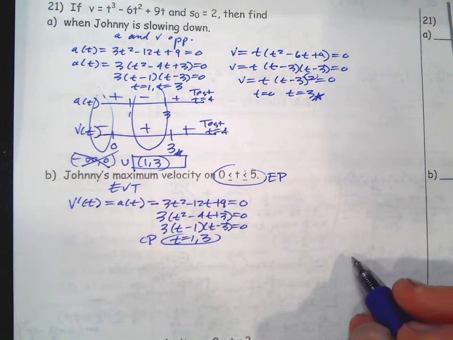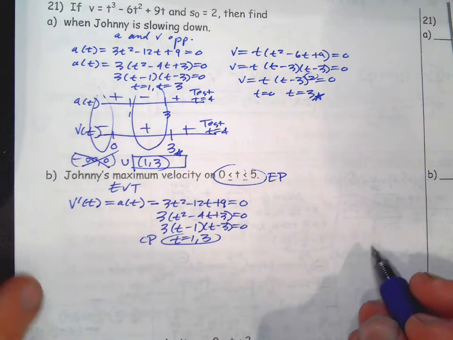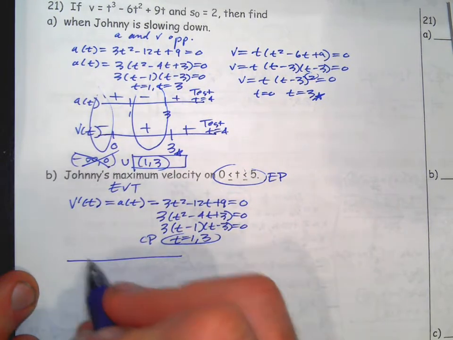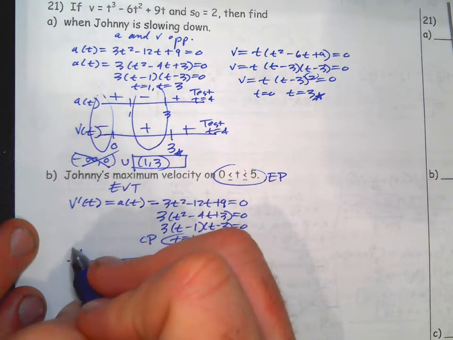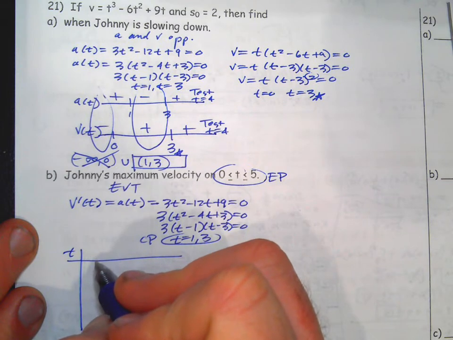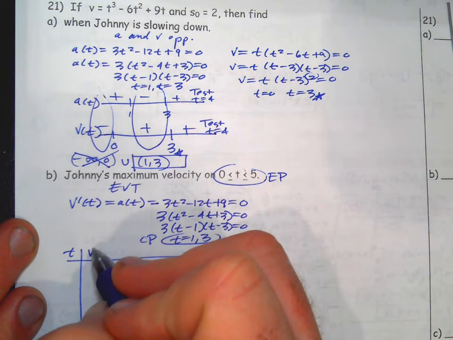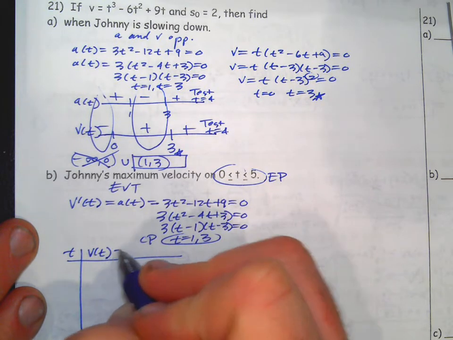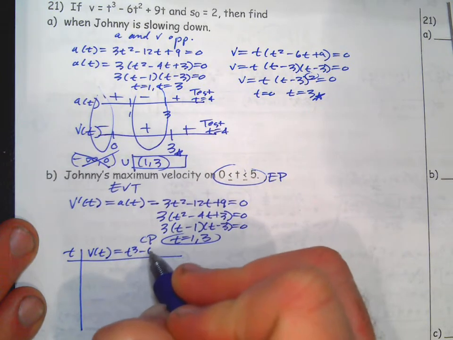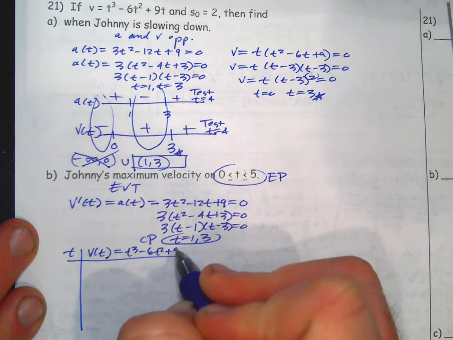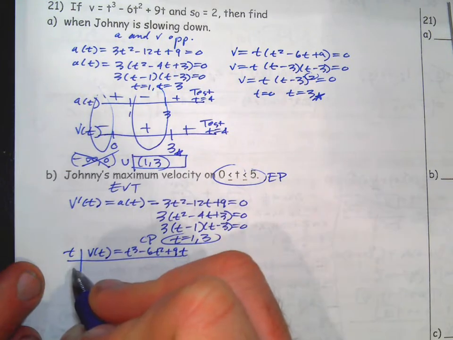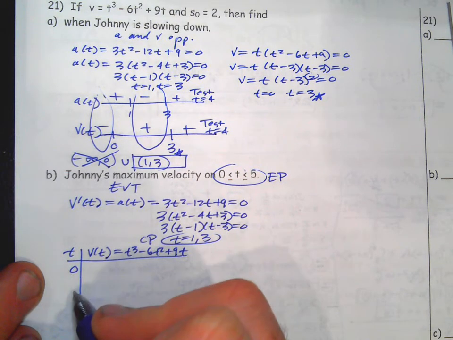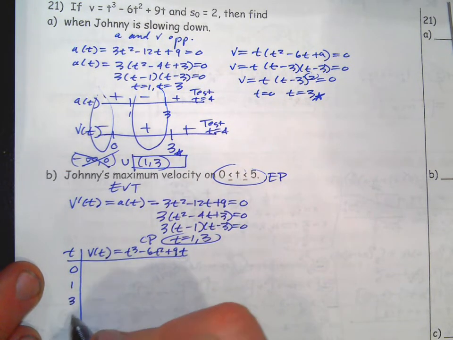So we're going to make a table. t, we're plugging it into velocity, the thing we're trying to maximize or minimize. I like to write these formulas down here. So endpoints are 0 and 5, plus the critical points. So we've got to plug all these in.